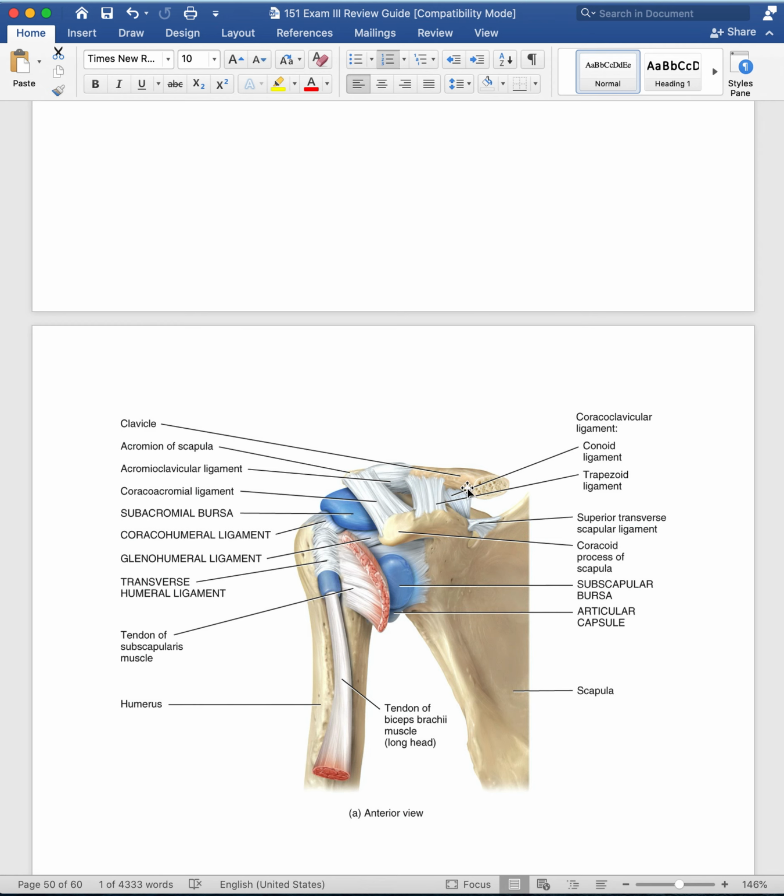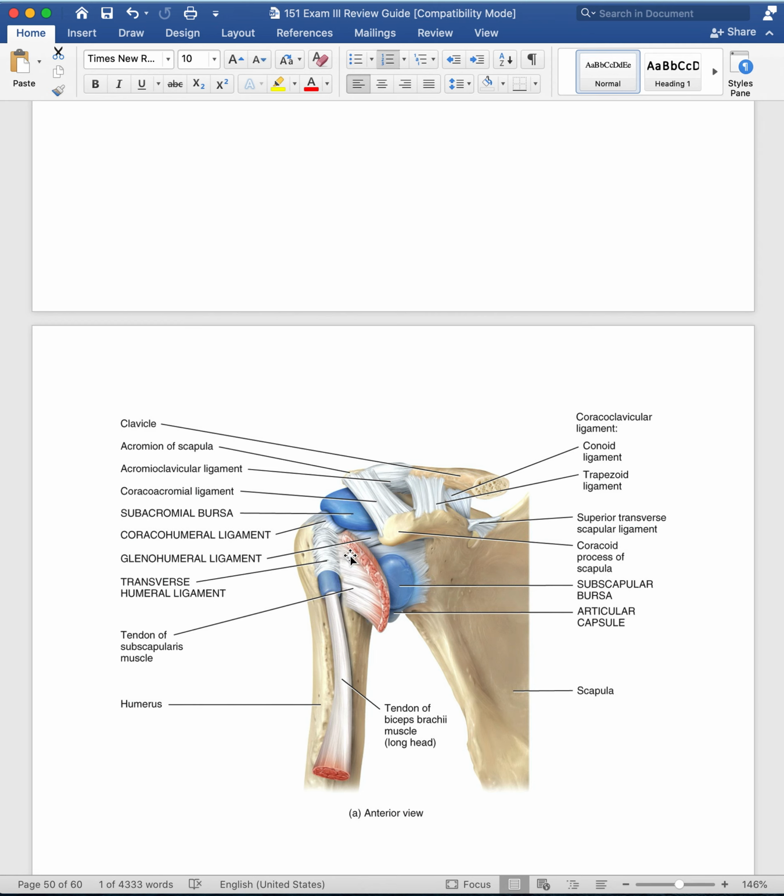The different regions of the clavicle and how they connect. Which ligaments connect them where? The acromioclavicular ligament, for example, connects the acromion to the clavicle. This one is the trapezoid ligament, but here's the conoid ligament. It's going to connect the clavicle over to the coracoid process. Here's the coracoacromial ligament, connects the coracoid process to the acromion.